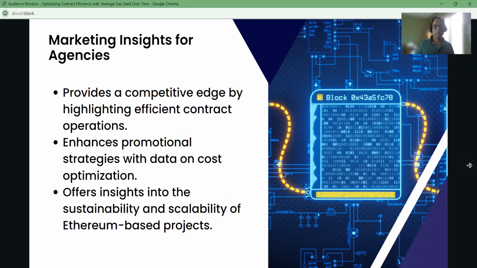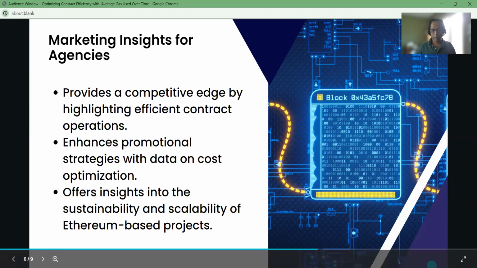So if you are a marketing agency, or if you are a marketing manager managing marketing campaigns for your customers, this graph helps you to identify various data points, and also it tells you a lot of information about the gas usage of your application.